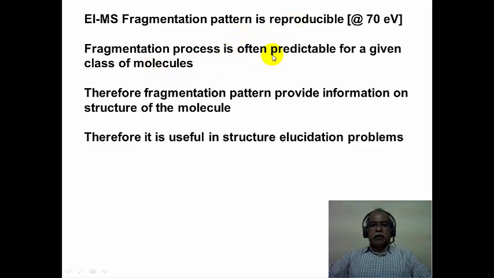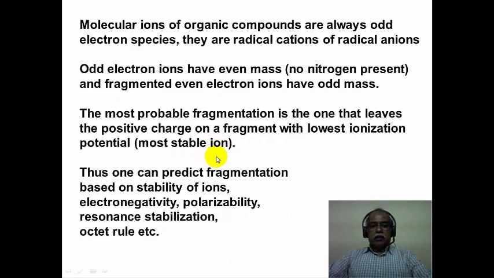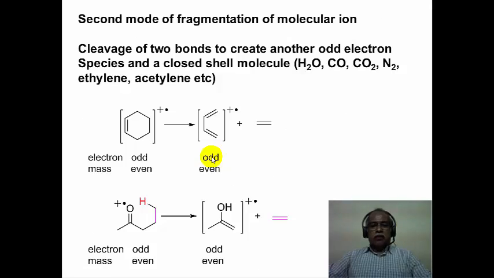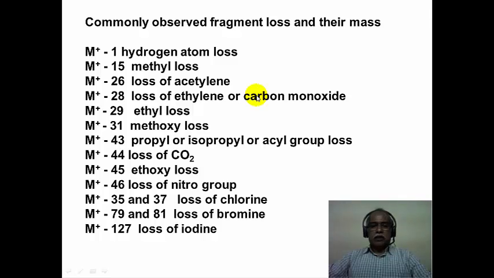Fragmentation process is often predictable for a given class of molecule. This is what is meant by the fact that the fragmentation takes place to produce the most stable cation and so on. This predictability is what is essential for the identification of the organic molecule based on the pattern recognition. Therefore, this is useful in the structural elucidation problem. That is, the fragmentation pattern is useful in the structural elucidation problem.